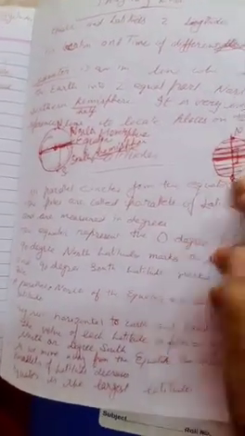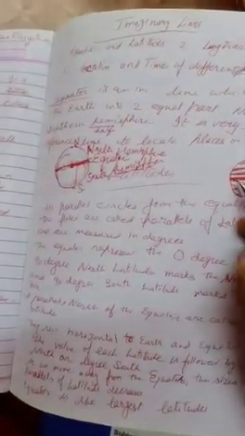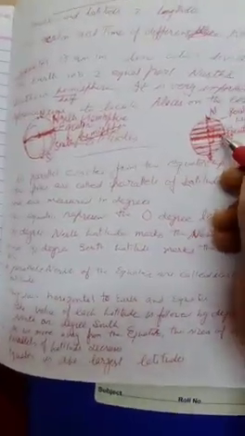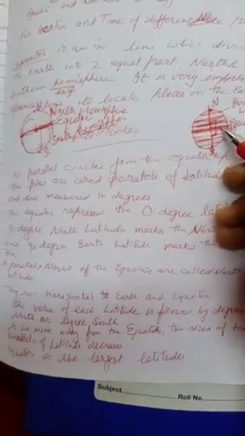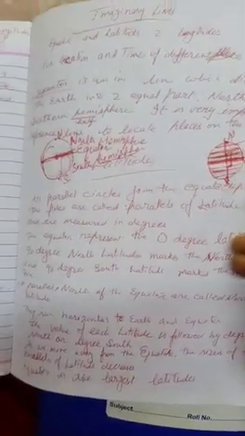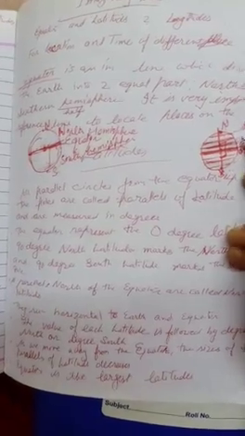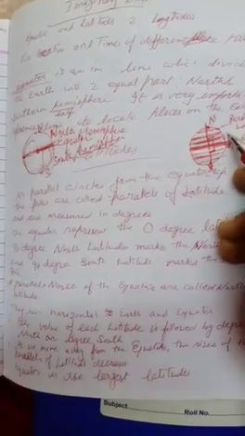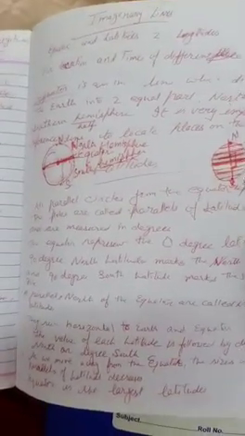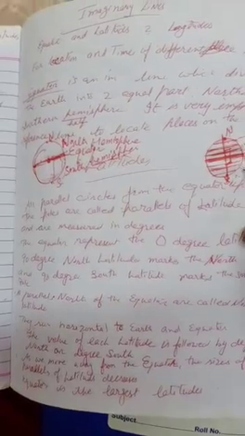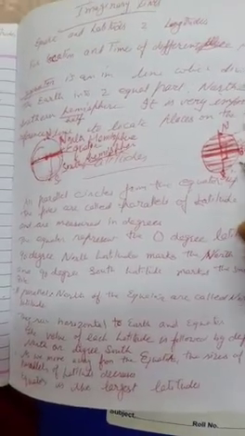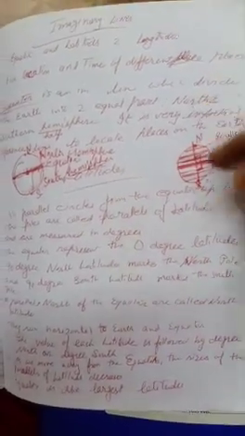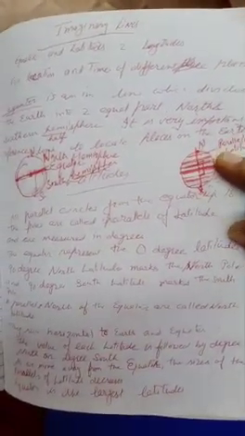The value of each latitude, whether it is the equator or other latitudes, is followed by degree north or degree south. If they are in the north direction, the value will be shown in degree north, and if we go in the south direction, the value will be represented in degree south. Okay, I think everything is clear to you. I hope you are getting everything.